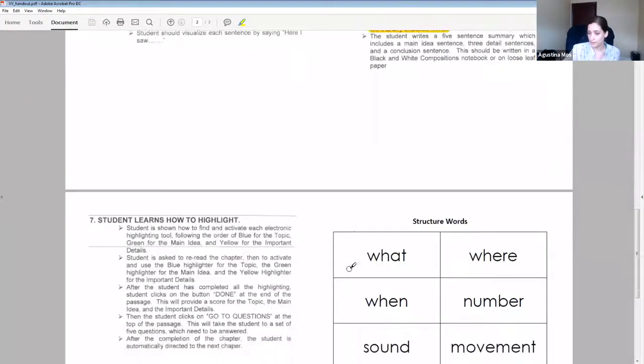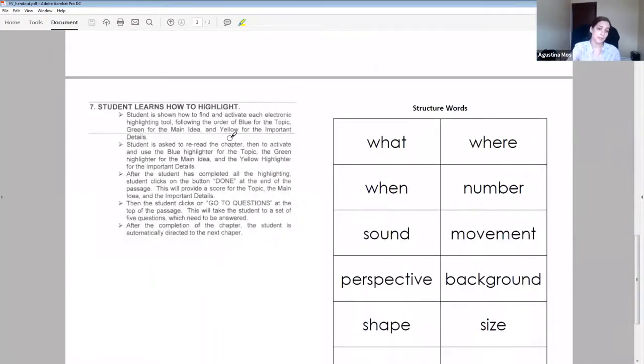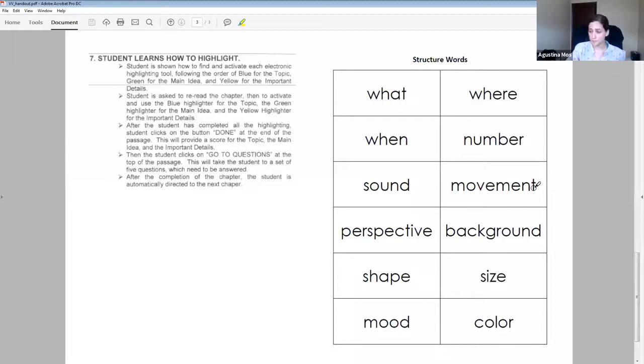And then step 7 would be to take them to the highlighting. So what would they highlight? Things that were mentioned in the visualizing and verbalizing strategy or exercise, because those are the important things that you took and made a picture of. And then here you have the structure words again.